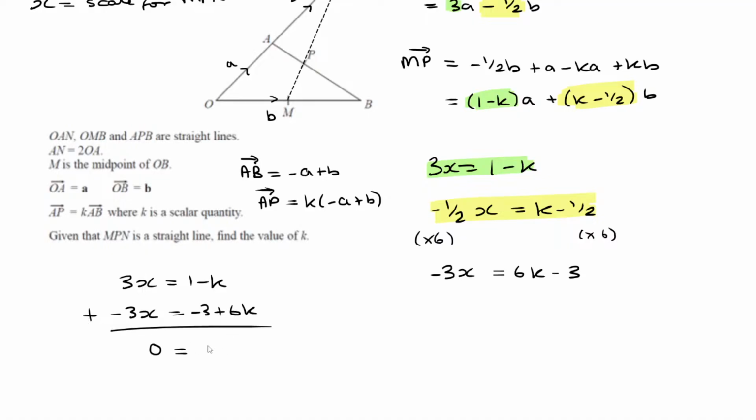So that would be 0. And then you've got 1 plus minus 3 is minus 2. Minus k plus 6k is 5k. You can see here, now I can just solve for k. 2 is 5k. K is 2 over 5. I didn't need to find out what x was. I didn't really care. I just had to technically put it in there.